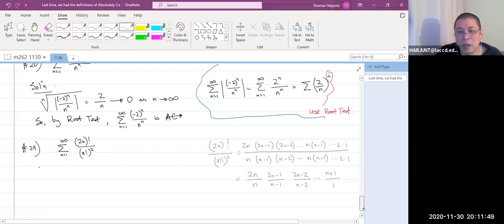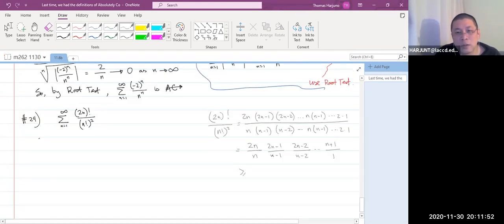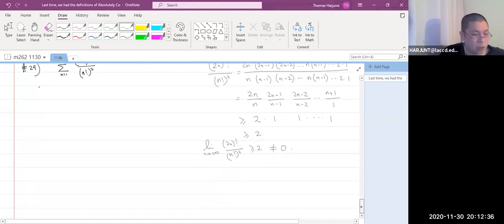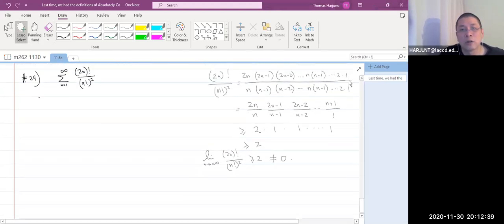Even if I say that, this is greater or equal to 2, this is greater than 1, this is greater than 1, all the way greater than 1. Right? So the limit as n goes to infinity of 2n factorial over n factorial squared is greater or equal to 2, which is not 0. So by the divergence test, this will be divergent. Okay, so I will just copy and paste that to be my actual work.